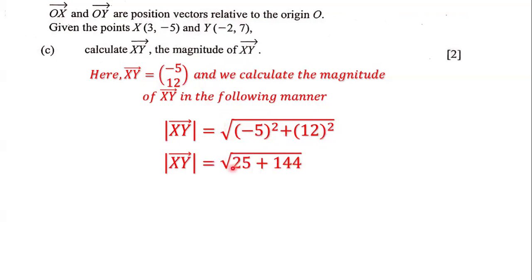Next, we add the two. 25 plus 144 is 169. And so we take the square root of 169, and the square root of 169 is definitely 13. So the magnitude of XY is equal to 13, and that's the answer to this question.